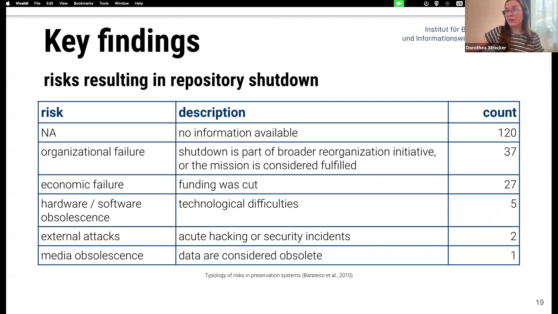When sources provided information on the reasons for closure, it was mostly related to organizational issues, such as the restructuring of a facility's resources or economic reasons. Other reasons included technical issues and also in some rare cases, external security incidents. And in only one case, the data was considered obsolete. This draws back to what I said earlier, that the data collection typically has a really long lifespan, so it can outlast the repository by decades.